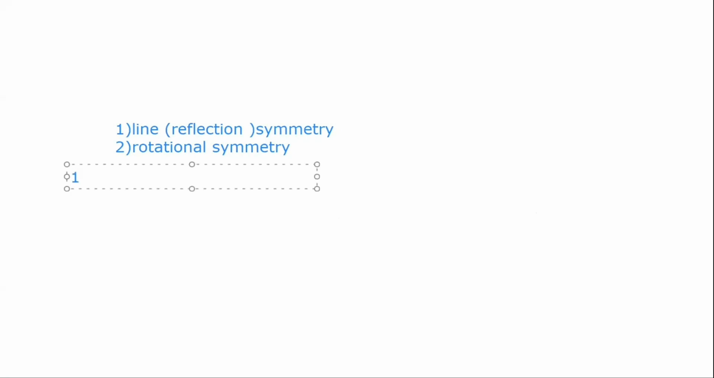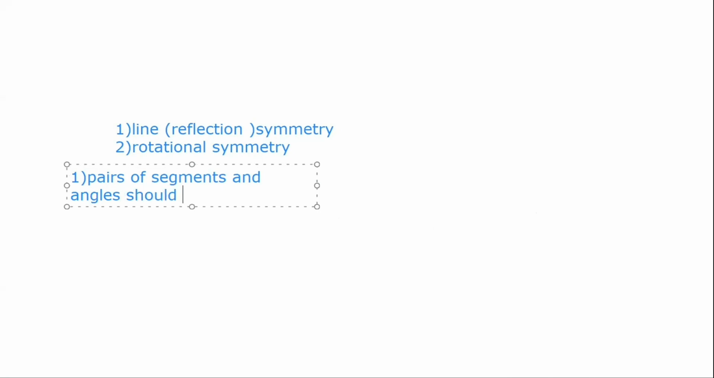For reflect question 1, pairs of segments and angles should be the same. You remember the triangle that had nothing equal? If you have nothing equal to anything, can you have a line of symmetry? Of course not. Nothing is equal. And if I have an irregular figure, nothing is equal. Can I have a line of symmetry? Will there be any line that can make your figure reflect over itself? No. So I should have at least 2 sides equal so that I can have a line of symmetry.